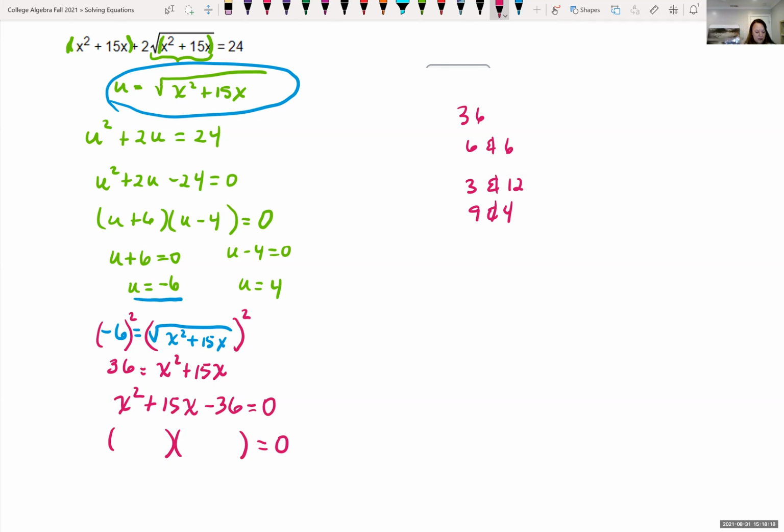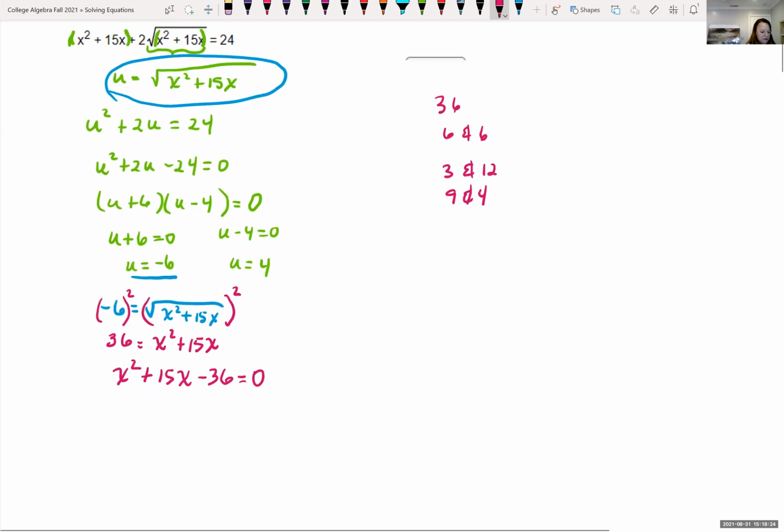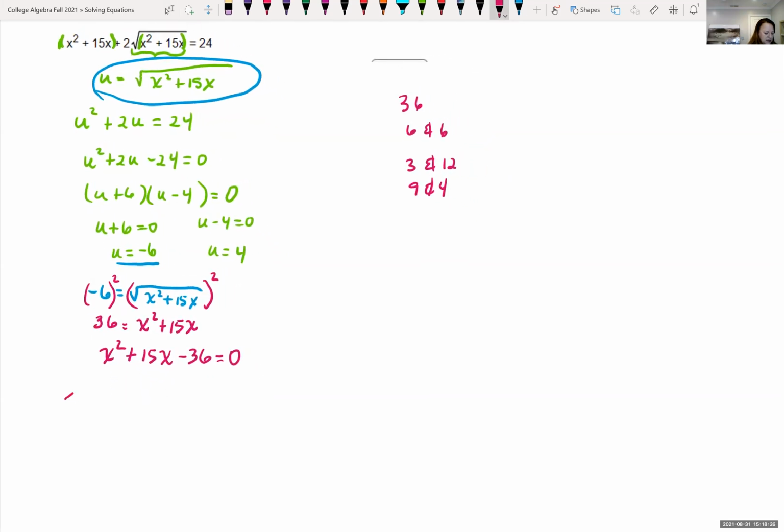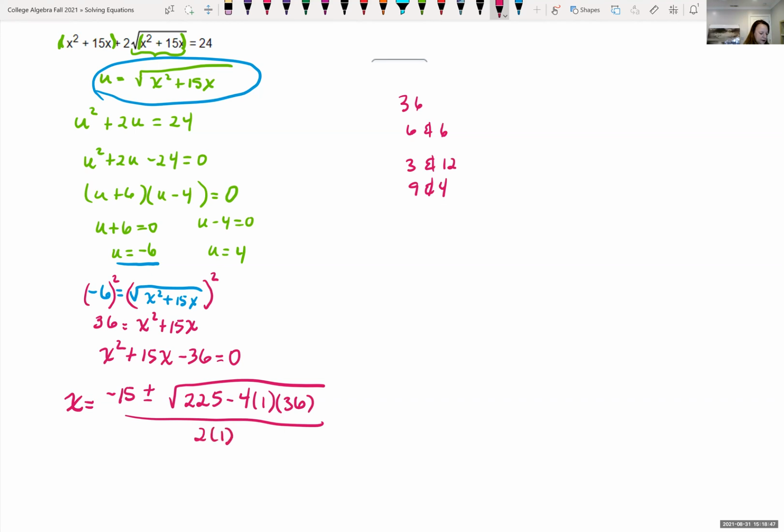So now we got to even go back further and solve it a different way. And we can use our quadratic formula. So x is equal to -b, so -15, plus or minus the square root of 15 squared, which is 225, minus 4 times a, which is 1, times 36, all over 2 times a, which is 1.